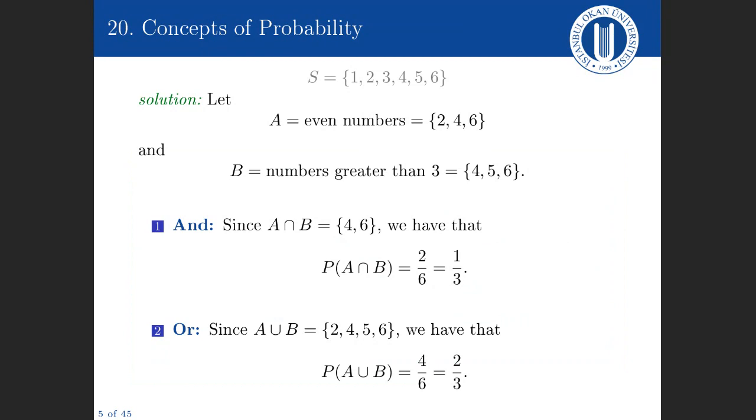We need two sets. Let A be the set of the even numbers, that's 2, 4, and 6, and let B be the set of numbers which are greater than 3. The first question was the question of and. What is the probability that we roll a number which is even and greater than 3? We're looking at the set A intersection B. The probability of A intersection B must be 2 divided by 6, or 1 divided by 3.